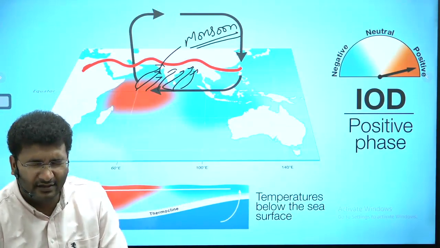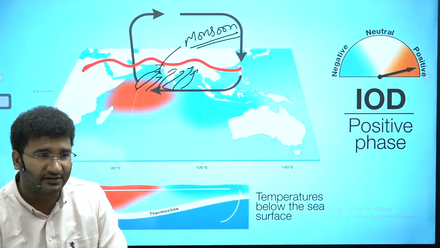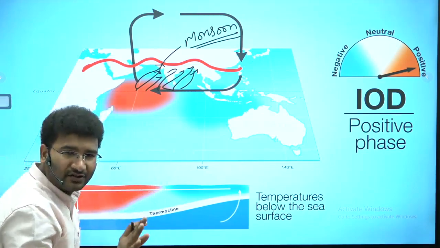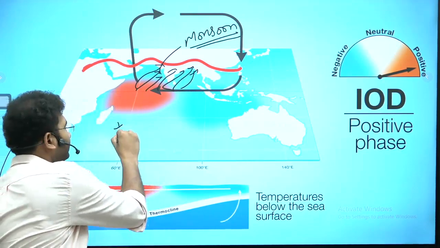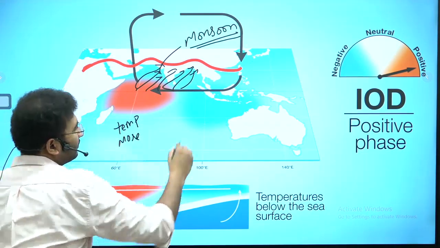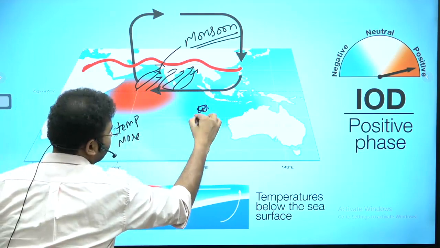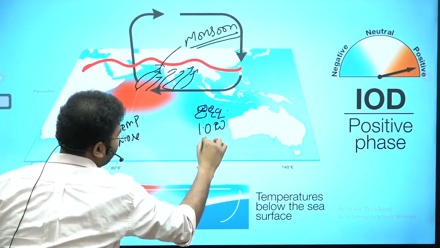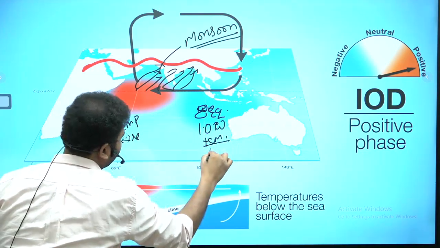So in IOD, Indian Ocean dipole, positive phase. Positive means where the western equatorial region of the Indian Ocean temperature is more as compared to the eastern equatorial Indian Ocean water temperature, which is less.